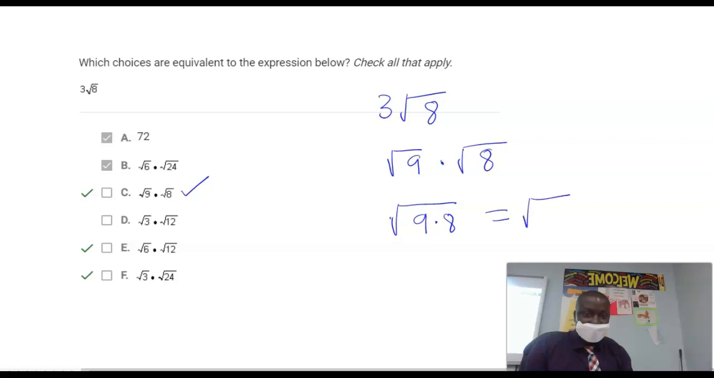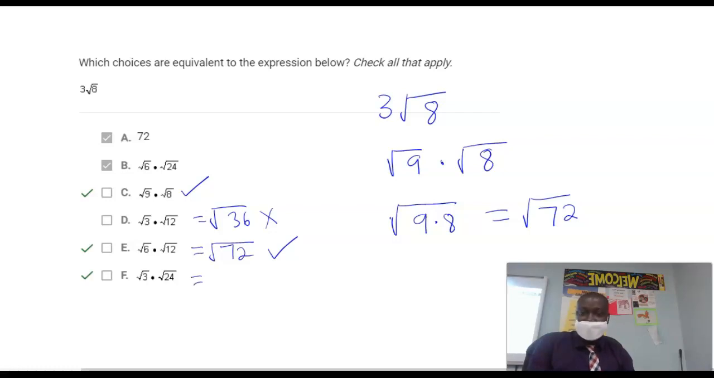Square root of 72. And I will check. It's not in there, but this is very good. It gives us a clue. So now we're going to go through the list to see which of the two square roots will give us 72. So here we multiply square root of 3 times square root of 12. And this will give us square root of what? 36. And that's not it. Here we have 6 times 12, 72. Oh, yeah. So one of them is equivalent.